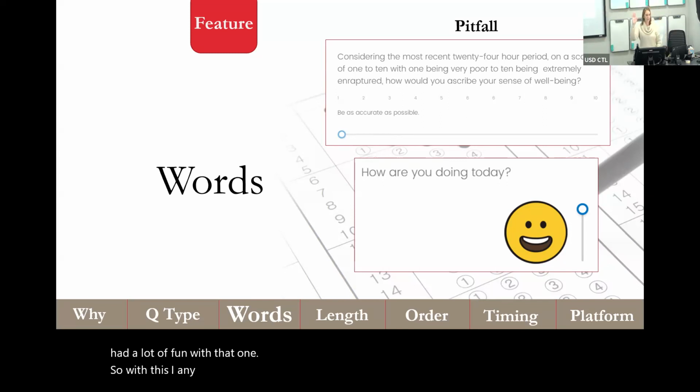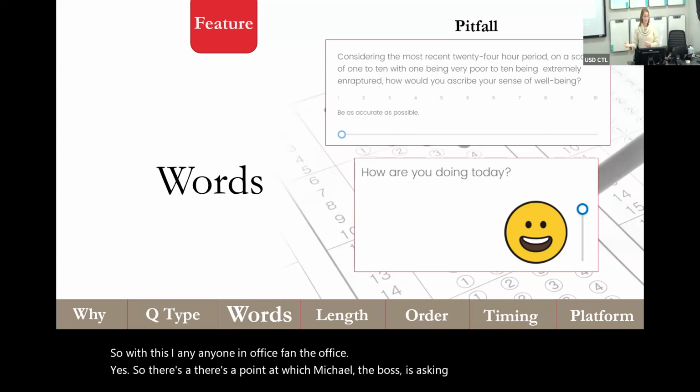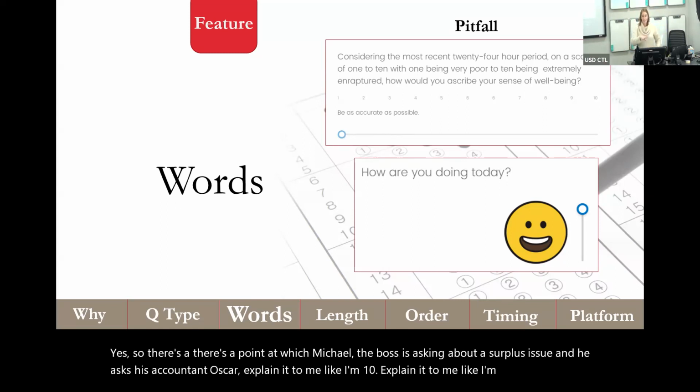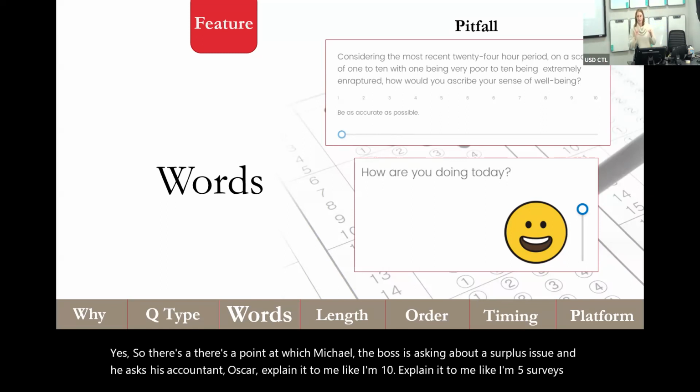Anyone in Office fan, The Office? Yes. So there's a point at which Michael, the boss, is asking about a surplus issue. And he asks his accountant, Oscar, explain it to me like I'm 10. Explain it to me like I'm 5. Surveys should be at an 8th grade reading level.